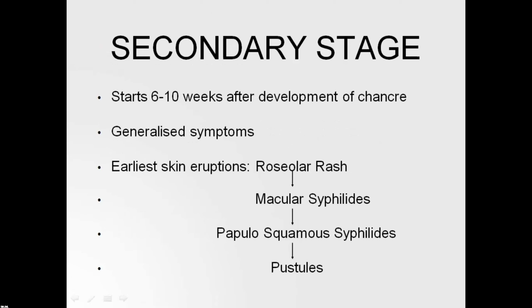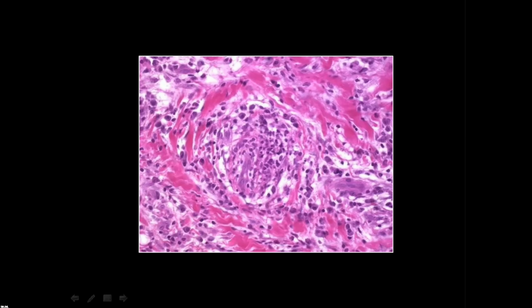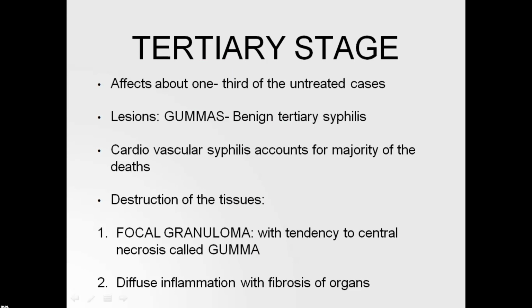In the secondary stage of syphilis, which usually starts 6 to 10 weeks after development of the chancre, generalized symptoms include the earliest skin eruption, roseolar rash, macular syphilis, papular squamous syphilitic lesions, and pustule formation. See here, in the center, this is a granuloma formation. In the tertiary stage, there is a gumma formation, which is found in cardiovascular syphilis and other areas of the body.